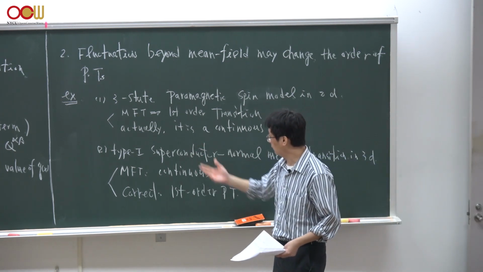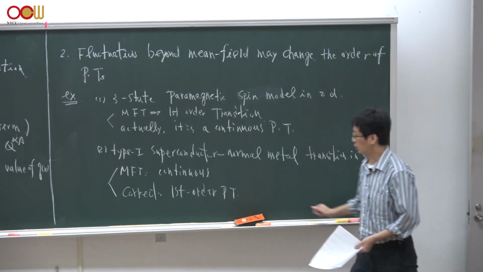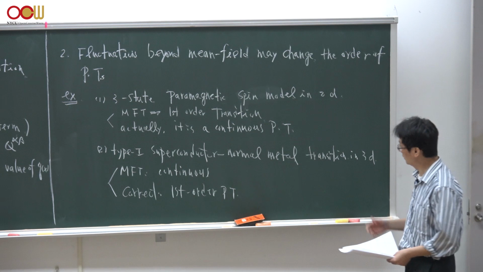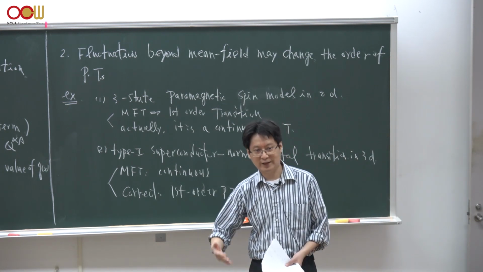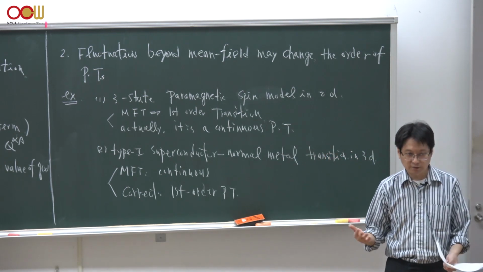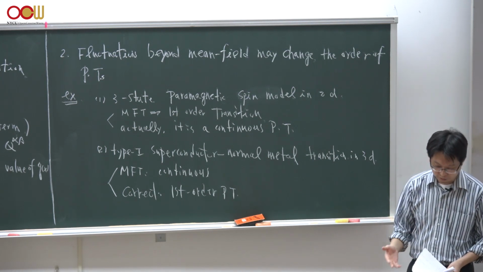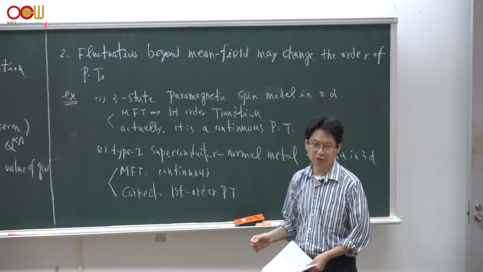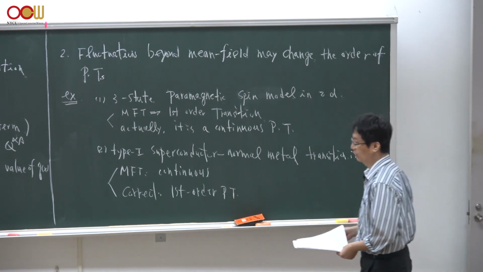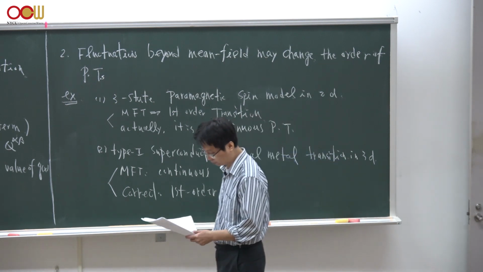And the second example is a type 1 superconductor to normal metal transition in 3D. The mean field theory shows it is continuous, but actually it is first order. So either the mean field theory predicts first order but actually it is continuous, or vice versa. In any case, the mean field theory can have the wrong answer regarding the nature of the transition. So we do not trust the predictions by the mean field theory, and we need to study the effects of fluctuations beyond the mean field. What kind of fluctuations, that's what we are going to talk about.